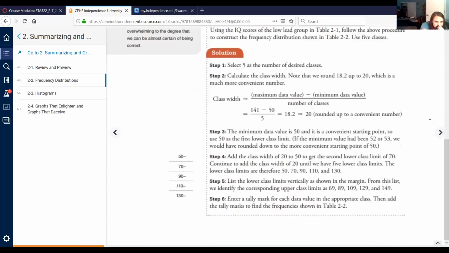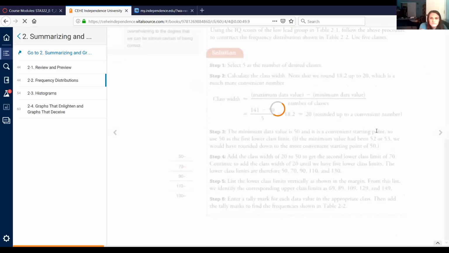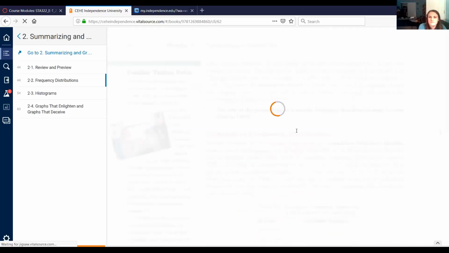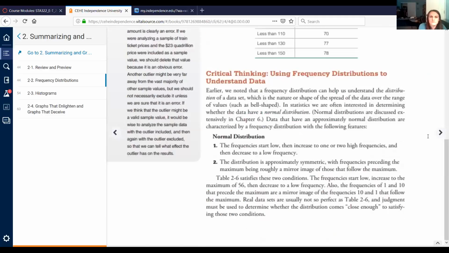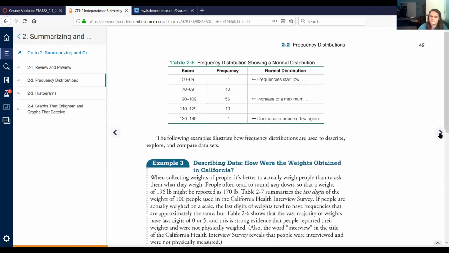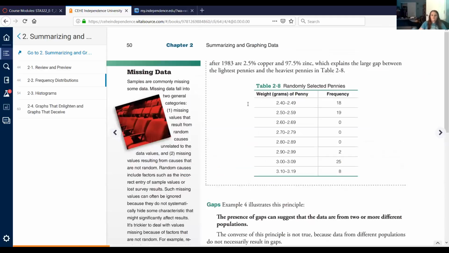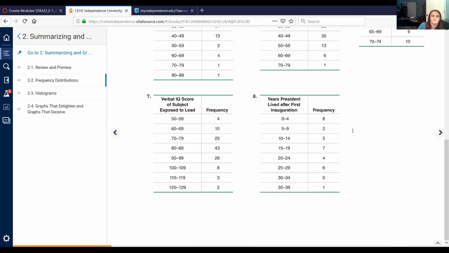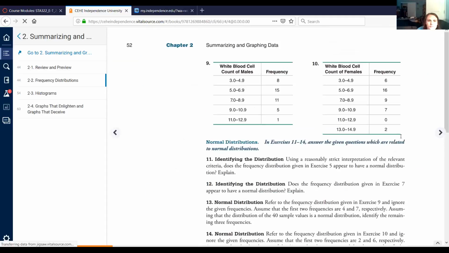Let me see if we can get over here to what one of those might look like. Oh, they're not showing me what I want to see. Okay. So this is grouping the data. We can then present this. Let's keep going. We ought to get there.